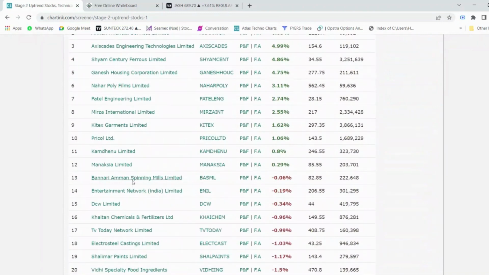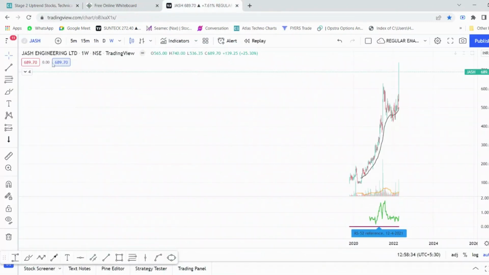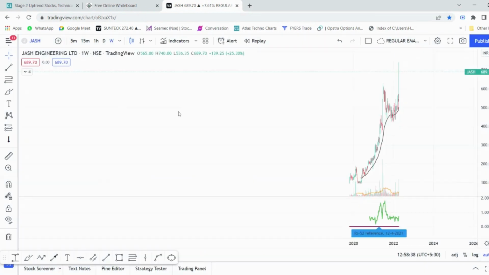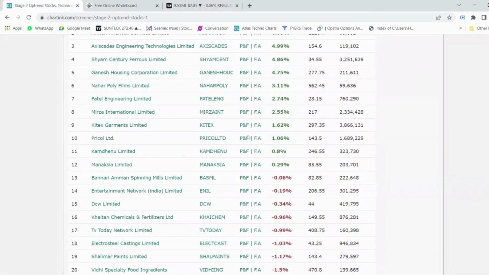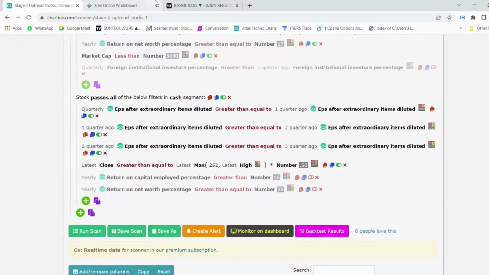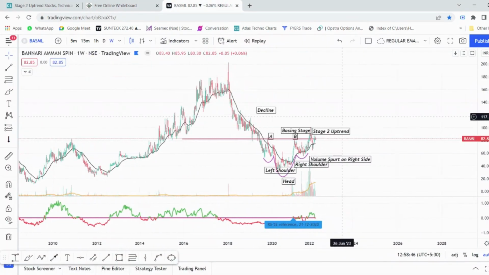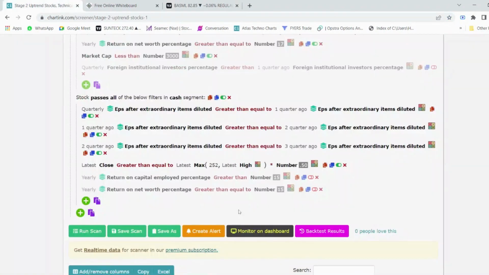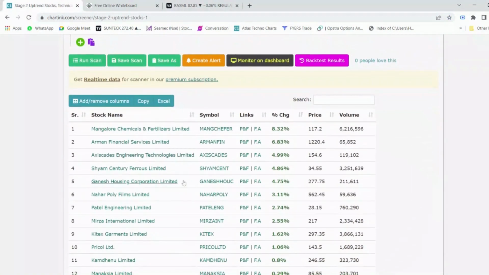For example, if we are getting BASML, here if I type BASML, as we can see the stock has come out in this filtration criteria. If we look at the chart of BASML, then you can see that the stock is trying to come out of stage 1. So this is how you can use a filtration criteria to identify the stock.